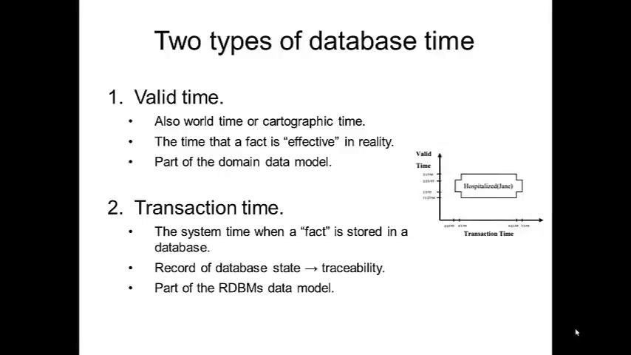In databases, there are two types of database time that we're interested in recording. These are called valid time and transaction time. Now, valid time is what you normally think of as time. It's also known as world time or cartographic time. And it is the time that the thing that you're recording in your database exists in reality in the world. So, for example, my valid time started in 1965 and is going to end in about 40 years' time, or hopefully 40 or 30 years' time. So that's the time that we're effective in reality.